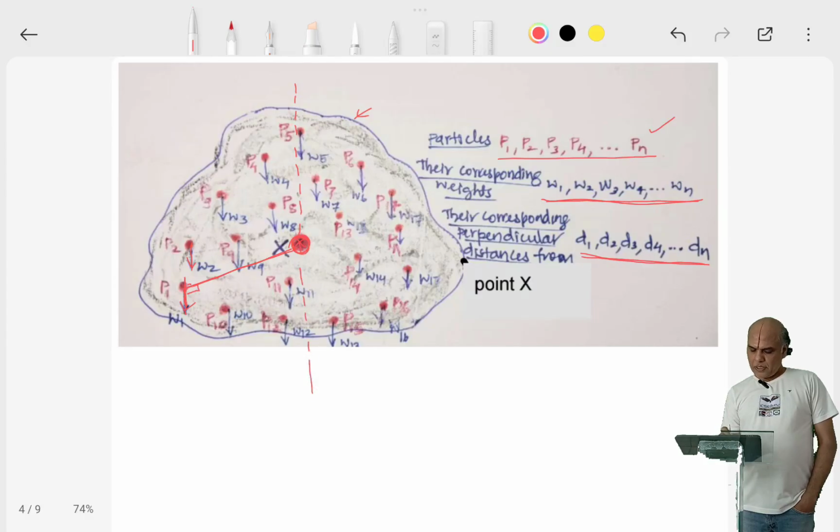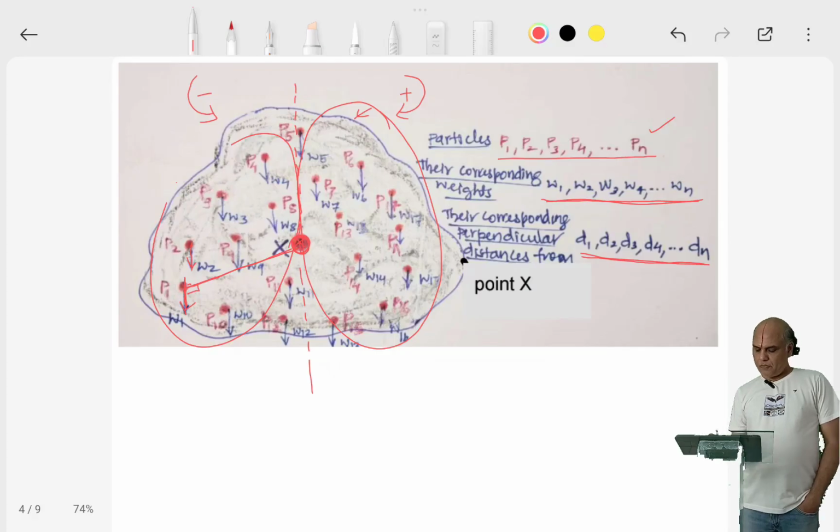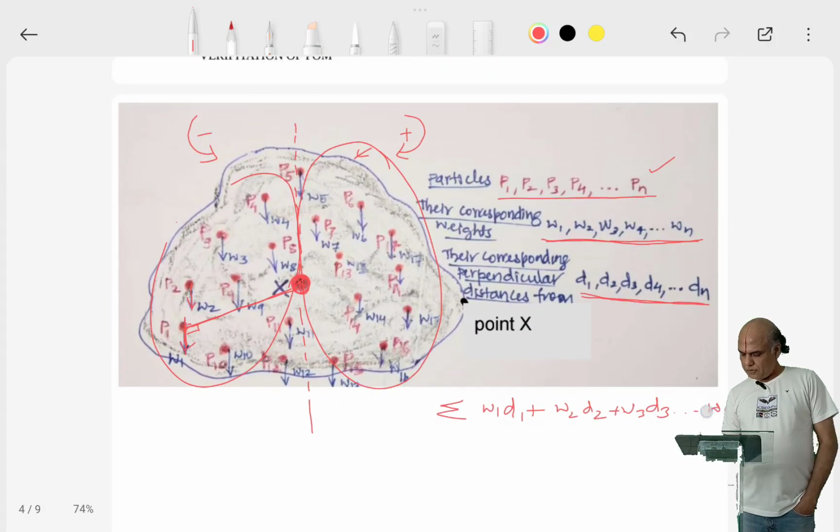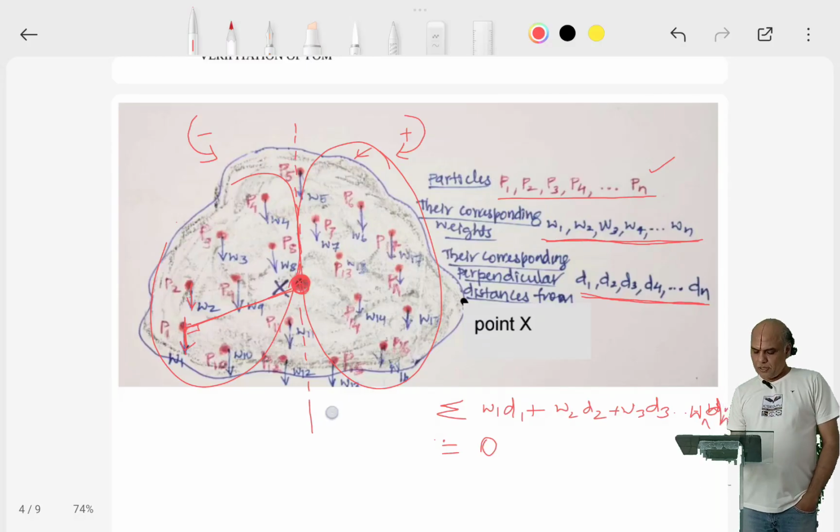Now, if we take the algebraic sum of moments, if this is considered the axis of rotation, then these points form clockwise moments, and these points form anti-clockwise moments. So when you are taking the algebraic sum of such moments, W1 D1 plus W2 D2 plus W3 D3, so on till Wn Dn, if this is equal to 0, then this point x is called center of gravity.